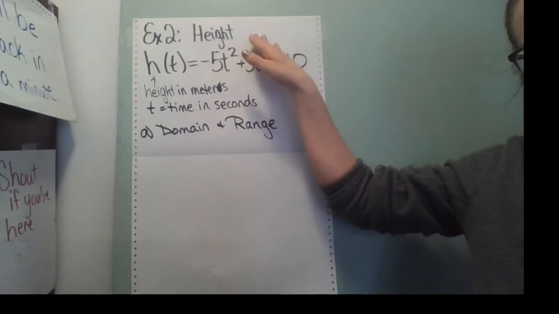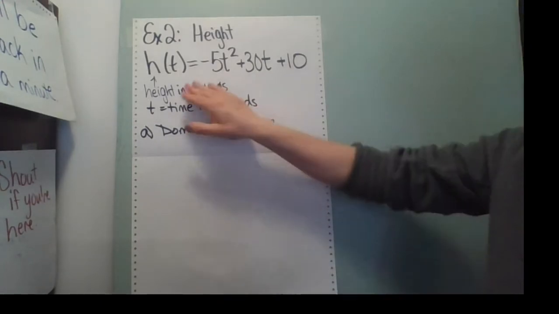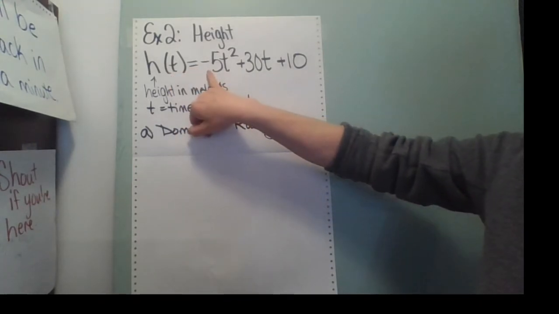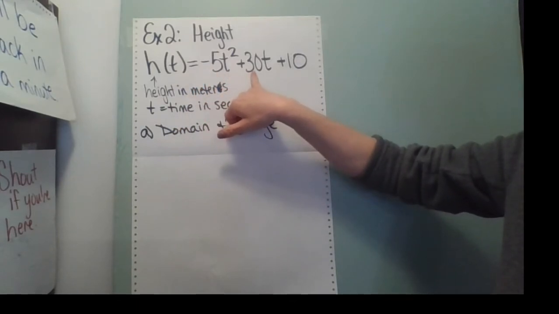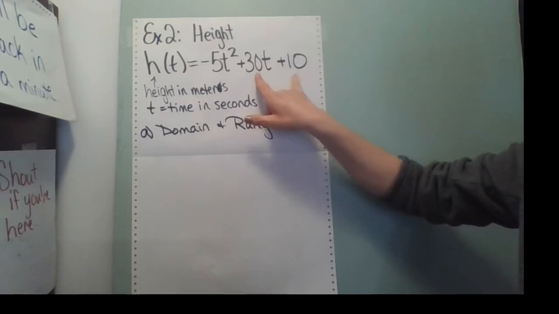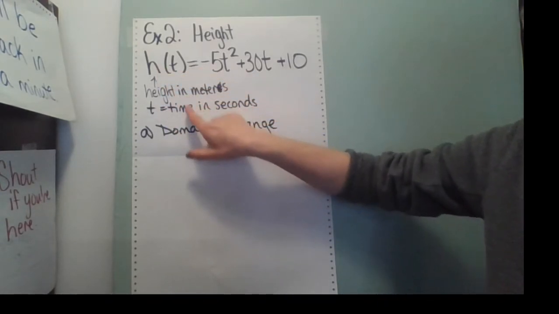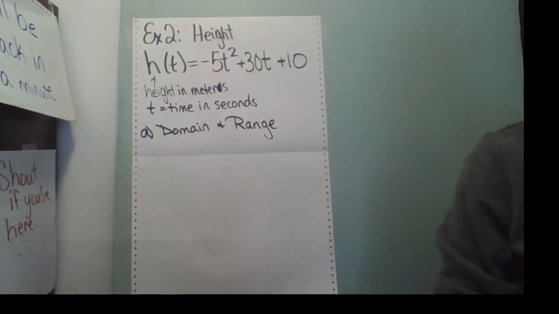Okay, let's take a look at example 2. So this is a height question. Height questions we deal with a lot because gravity is a quadratic. So they almost always start with negative 5. It might say negative 4.9. Plus 30t plus 10. So these numbers will change depending on the question. We're told that our height is in meters. We're told our time is in seconds. Then the first part of the question is asking for our domain and range.